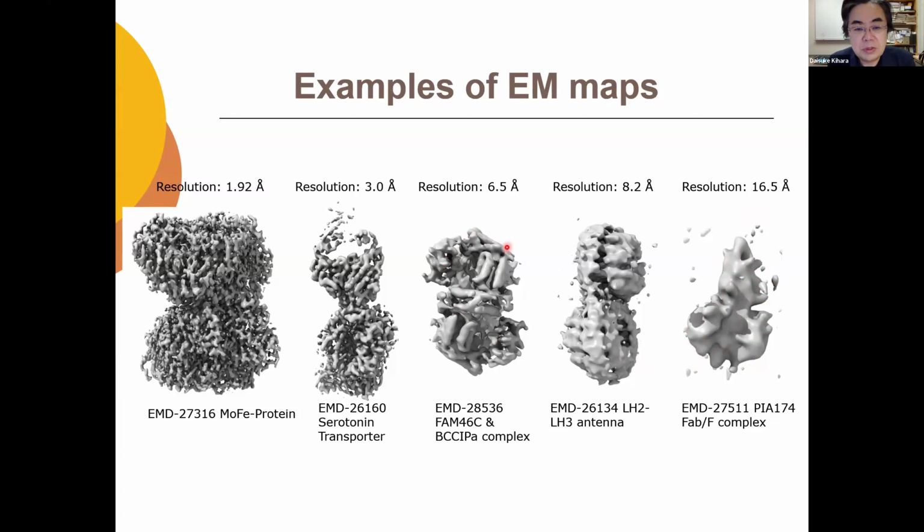Now, typically, the resolution you get by experiment is usually at the very beginning between like 5 angstrom to maybe 8 angstrom. And then by trying to improve your samples or the conditions of cryo-EM, you will try to get the better resolution up to probably 3 angstrom or even better. But that is not always possible.